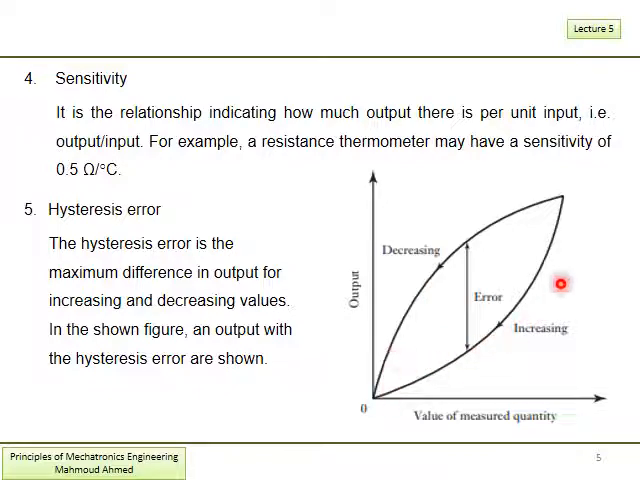This is the increasing and this is the decreasing, and we can see here that the decreasing path doesn't follow the same path as the increasing. So the difference at the maximum here is the hysteresis error.